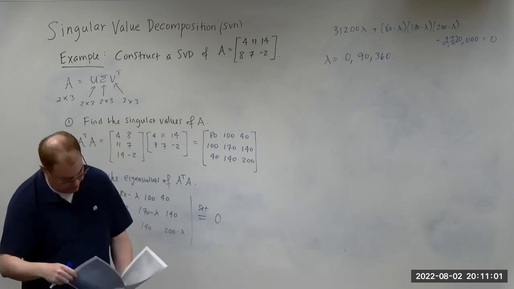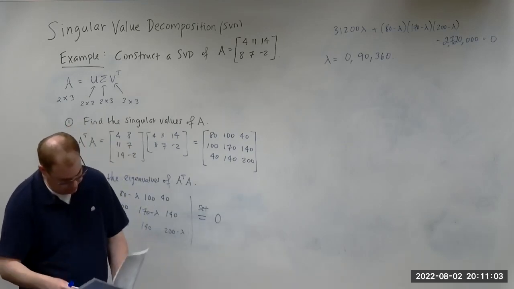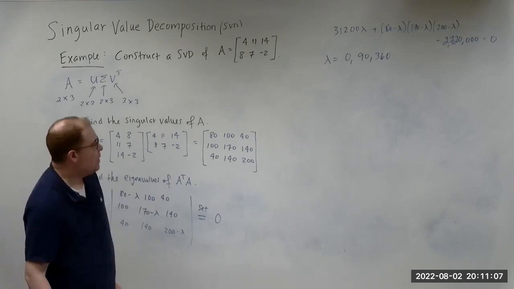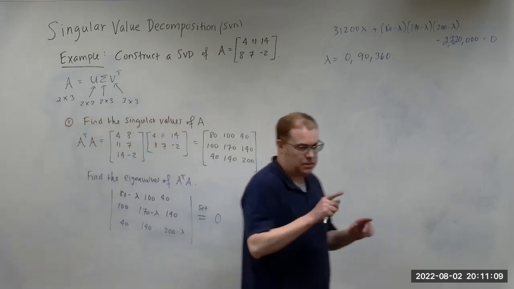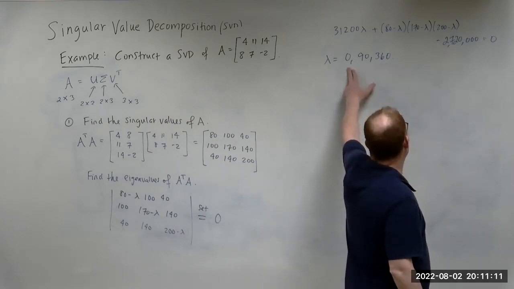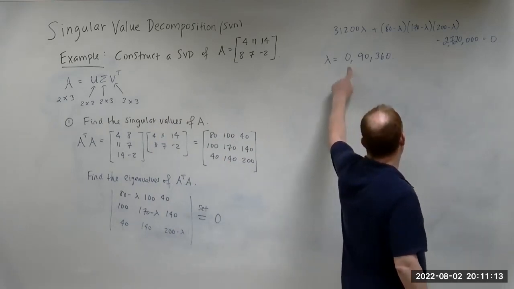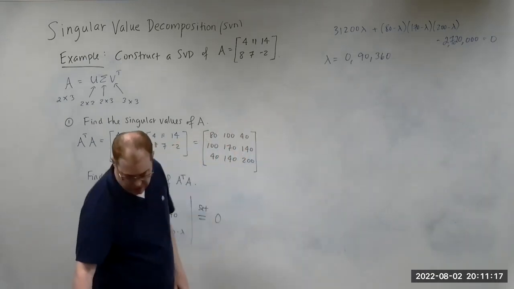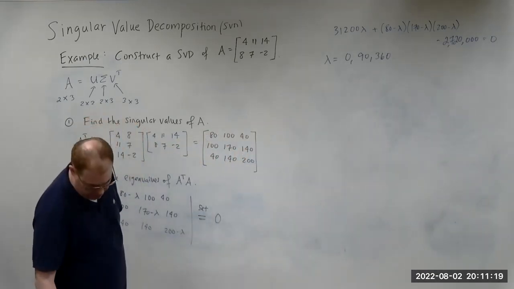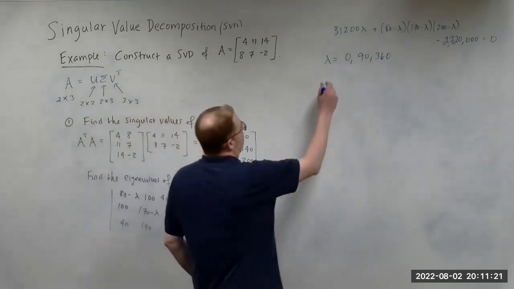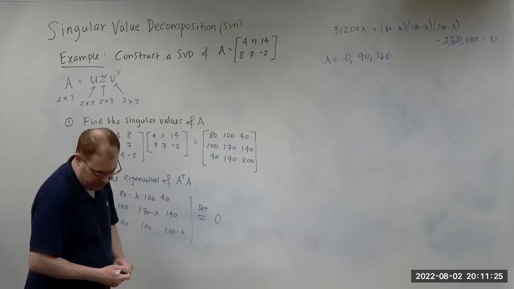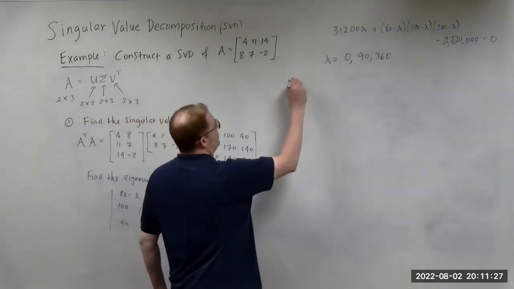So again, in our construction of sigma, we're not going to use zero, but we do need to get the corresponding eigenvectors from zero. So let's start with zero here. That's going to be our next step, is to find the eigenvectors.